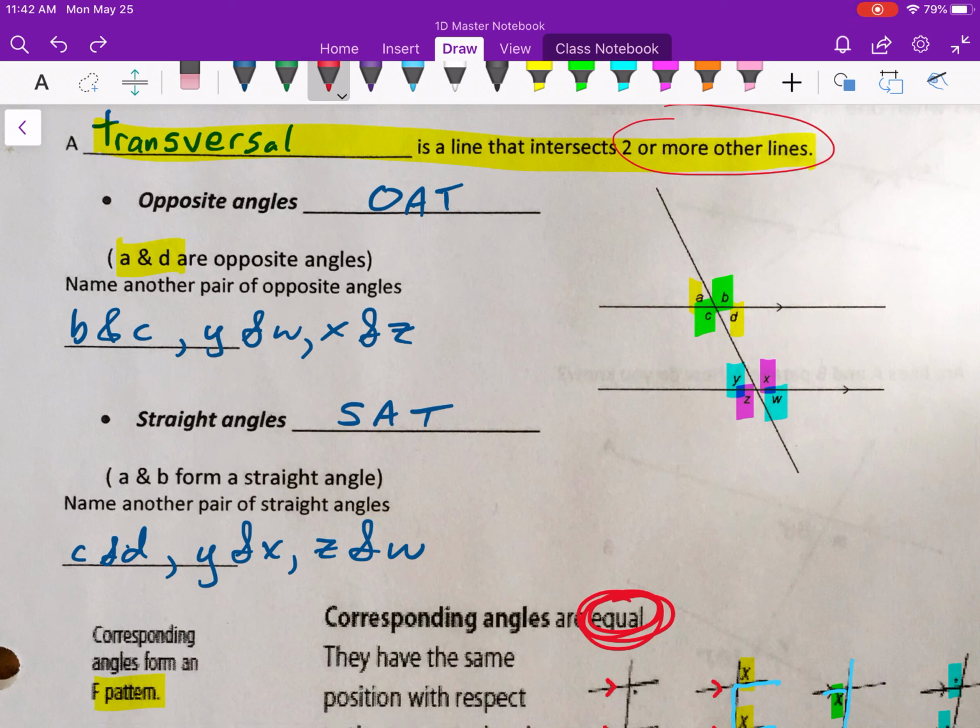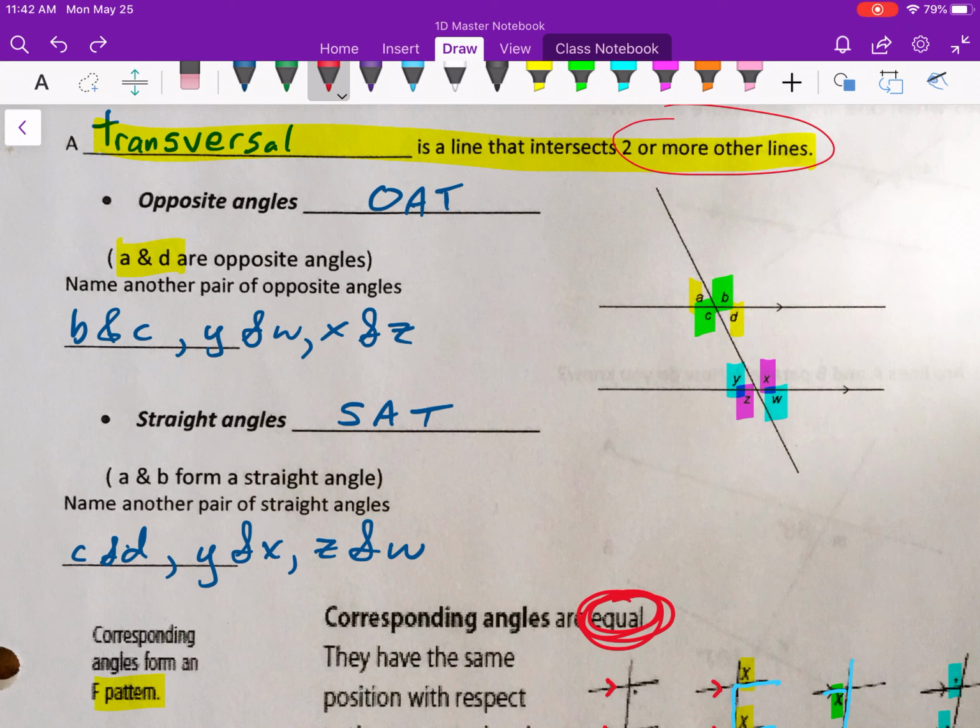Then with that, we can start to put things together and pick out angles that are the same or that have relationships to each other. For example, A and D are opposite angles, and we know that opposite angles are equal to each other. So A is going to be equal to D. But we can also see that B and C are opposite each other, and Y and W are opposite each other, and Z and X are opposite each other. Each one of those pairs is going to be equal.